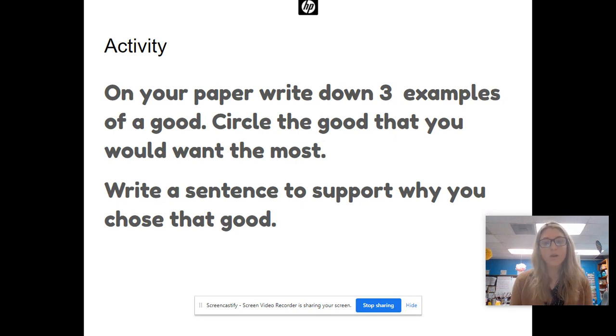If you want to learn more about goods and services, there is a book on Pebble Go that talks a little bit more in detail about goods and services. To get there, you'll go to Pebble Go, you'll click on Social Studies, you'll click on All About Money, and then you'll find goods and services.